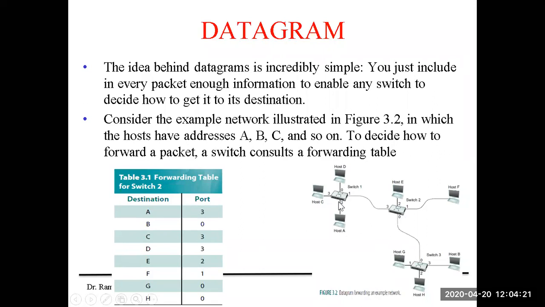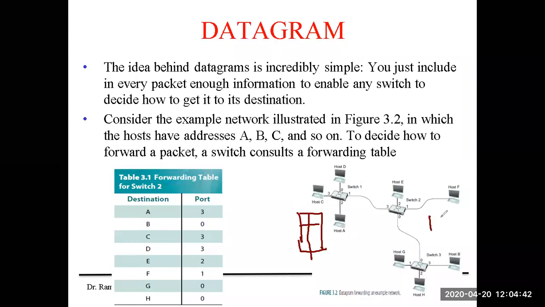Now each switch maintains a forward table. So there is a forward table, or we call it a switching table. What is there in this? It will have 2 components. As you see, it has a destination and a port.